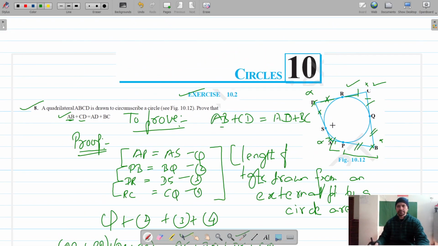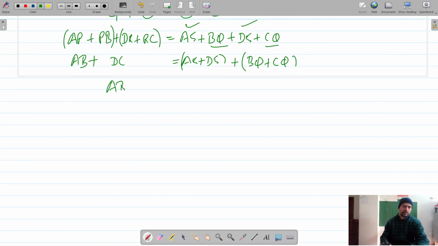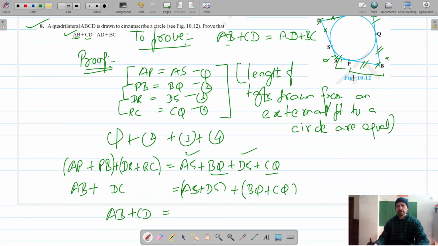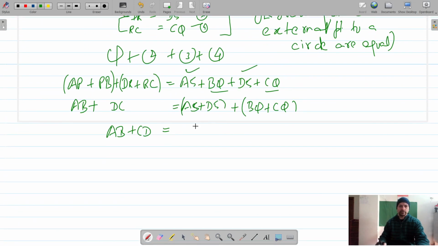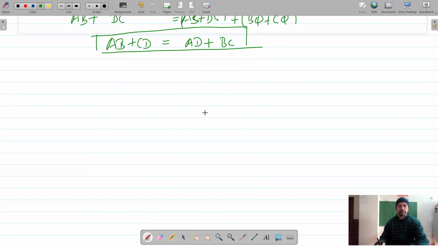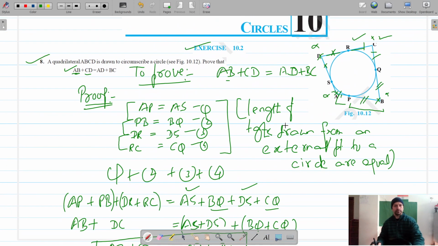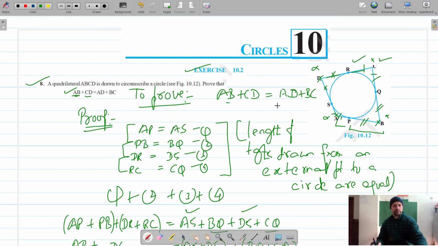And DR and RC gives us DC. So it's AB plus CD is equal to AD. So AS and DS gives us AD. And BQ and CQ gives us BC. So that proves the result. Hence, it is proved that AB plus CD is equal to AD plus DC. So that solves our question number 8.